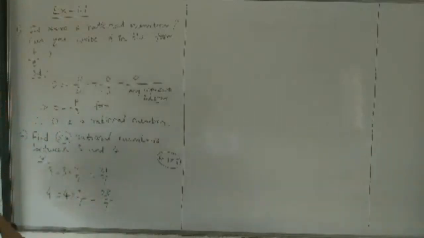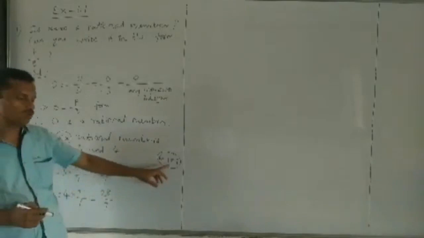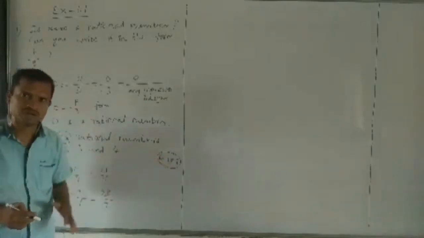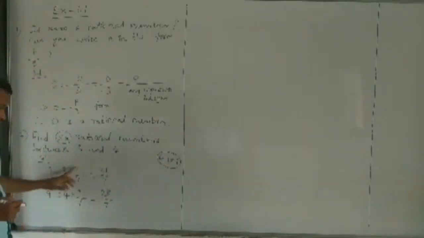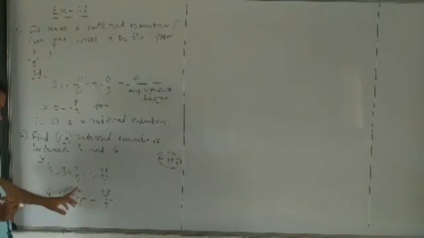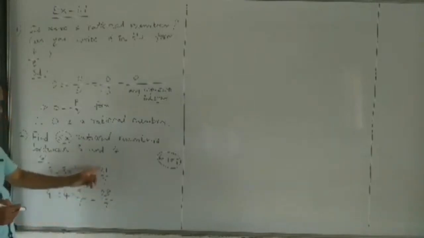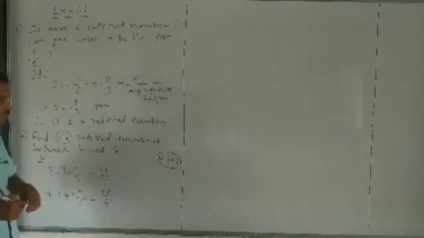So this is the way. Shall I repeat it? They are asking 6 rational numbers. So 6 plus 1 is what? 7. So that we keep in mind. And the first number you have to multiply and divide by 7. You get 21 by 7, which is nothing but 3. And 4, again you multiply by 7 and divide by 7. That is nothing but 28 by 7, which is equal to 4. And now you can easily write the numbers between these two. What are they?